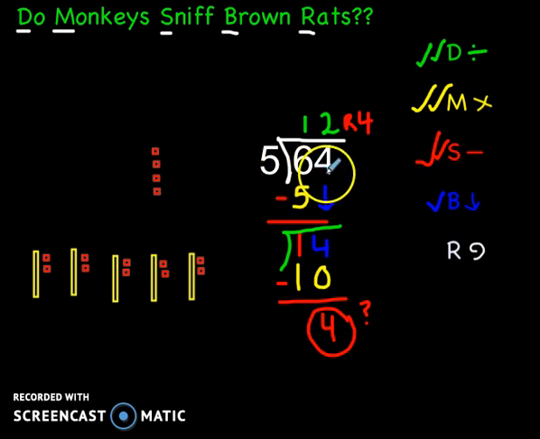So 64 divided into 5 groups gives me 1 ten and 2 ones into each group, 1, 2, 3, 4, 5 groups, and I have 4 cookies left over that I could not evenly divide up, and so I guess I'll give them to my dog as Scooby Snacks. I don't know.